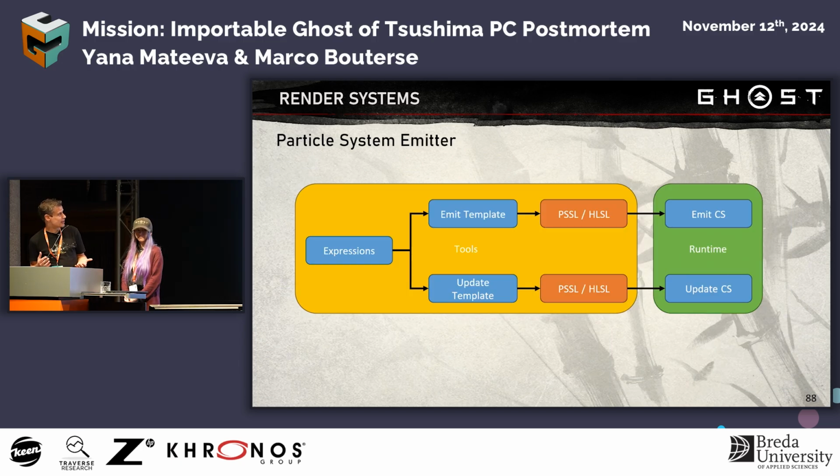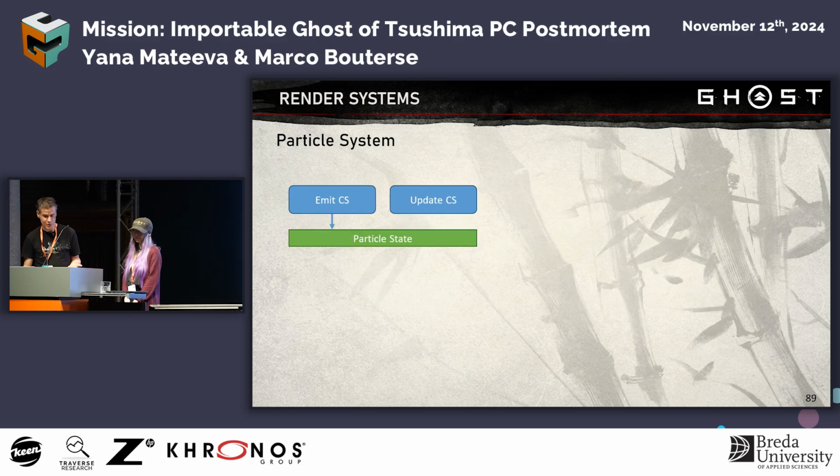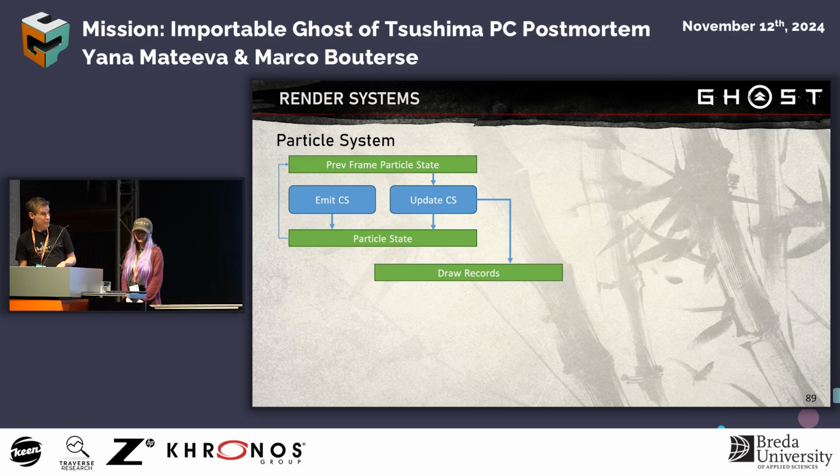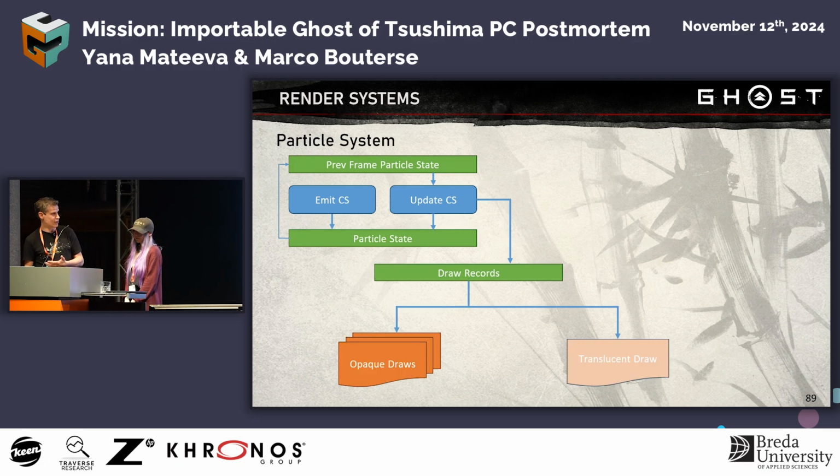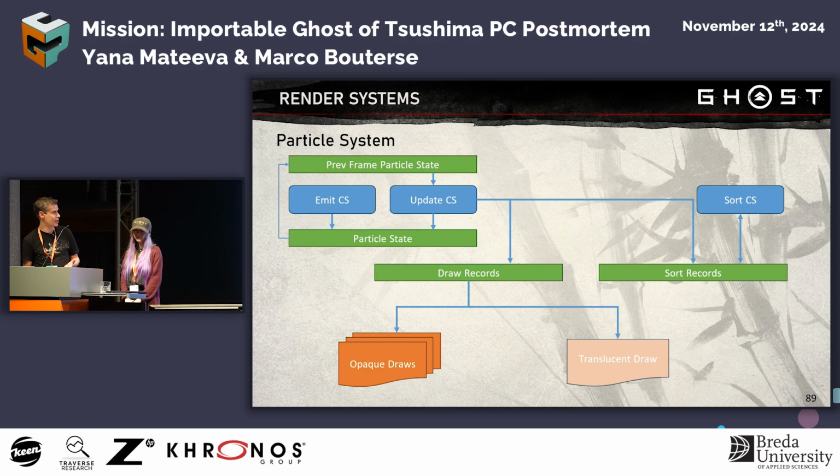So the toolchain looks a bit like this. You have this expression-based system that compiles down to shader code, and it gives us an emit compute shader and an update compute shader at runtime. The emit compute shader outputs particle state, the update shader updates it, and there's a feedback loop so you can read the previous frame particle state. The update shader then outputs some draw records that can be used to draw the opaque particles, but also goes into the single pass translucent draw, which of course needed to be sorted, so the update shader also outputs sort records. These are sorted in a separate compute shader, and then the output is sent to the translucent draw.